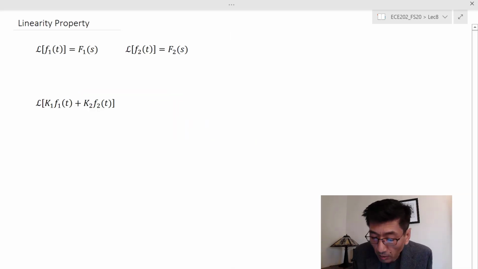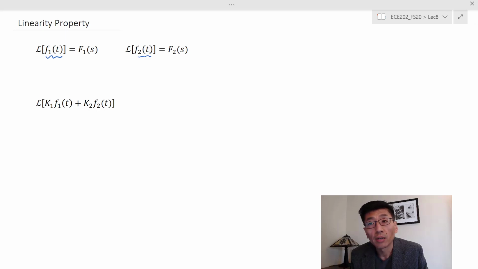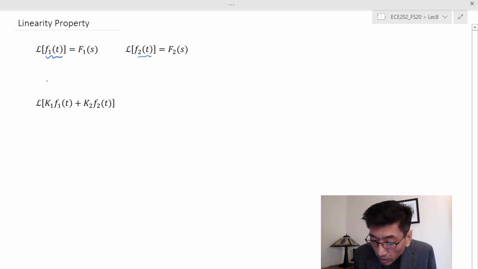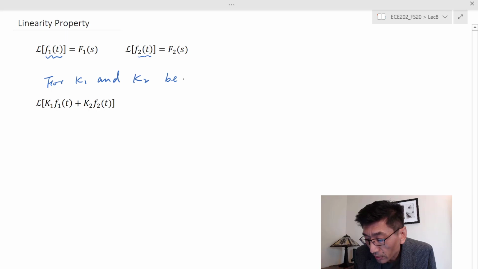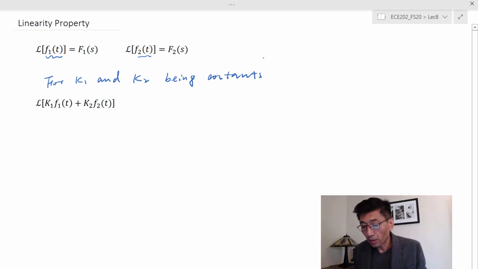We have the Laplace transform of the function f1(t), and we know that's capital F1(s). The f could be any function, so we don't have to limit ourselves. Although up to now we only know the Laplace transform of the unit step and the unit impulse, this could be any time domain function. And we find the Laplace transform for k1 and k2 being constants, if you think of these as knowns.